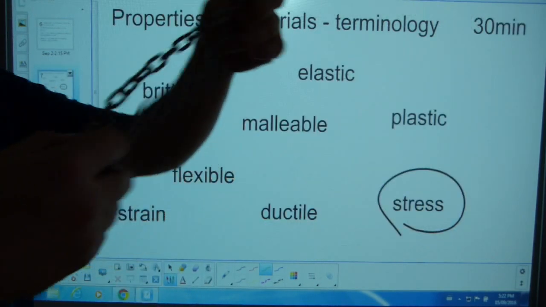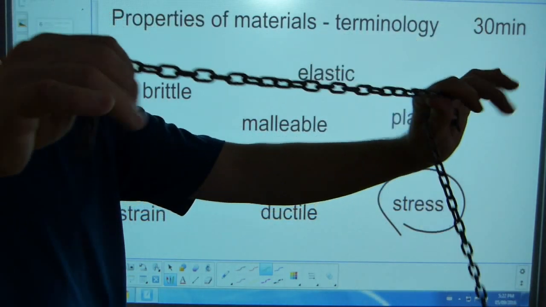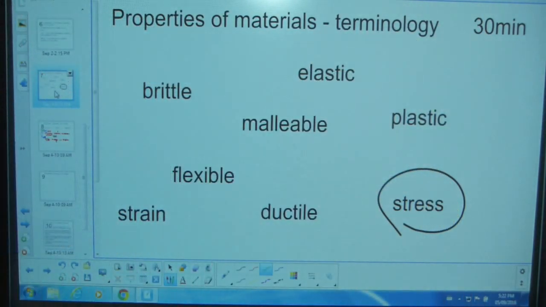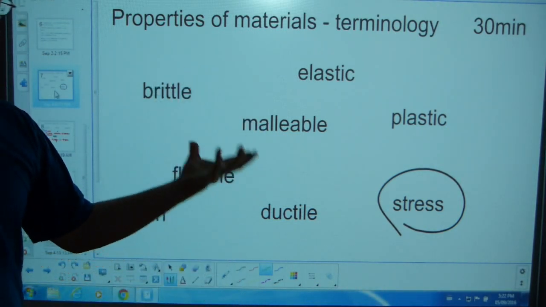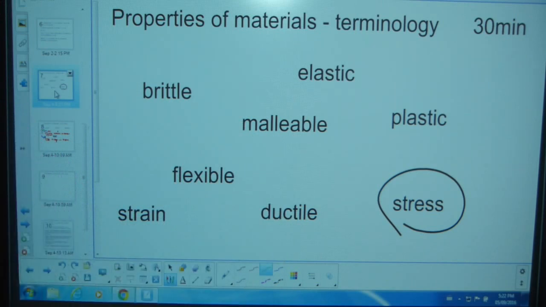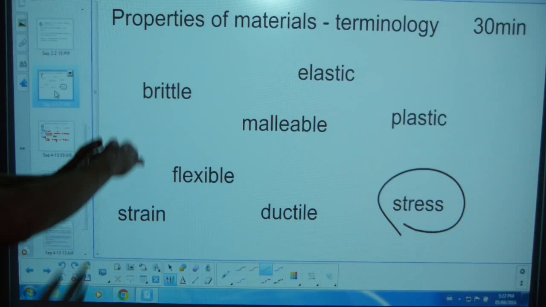And forces are applied on it. And when a great enough force is applied on the chain, it will fail. So it's a journey from rest to failure. So these 8 words take place in this context, along this journey from no load to failure. Okay, all of them.